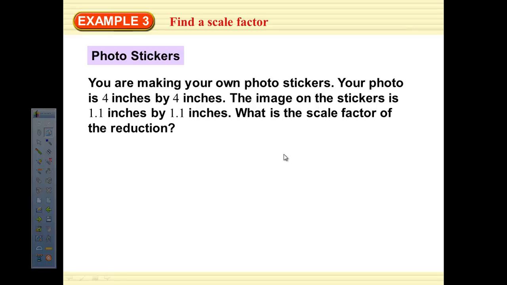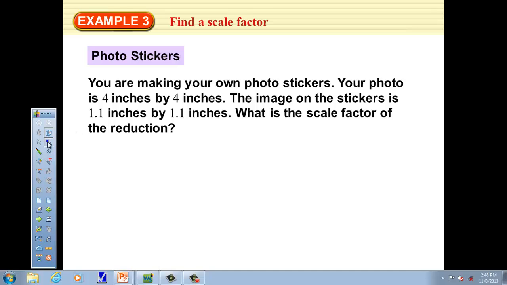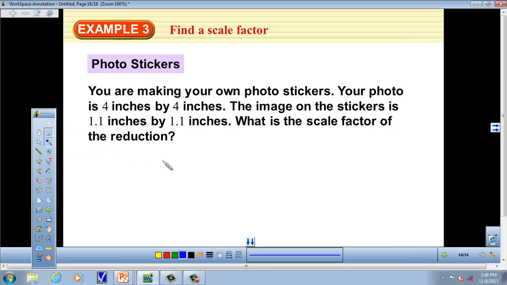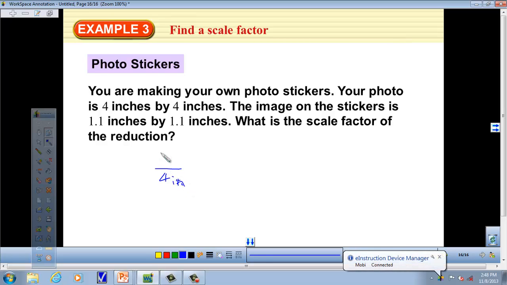In these final examples, we're going to look at scale factor. So for the scale factor, we have a photo that is 4 inches by 4 inches, and we want the image on the stickers to be 1.1 inch by 1.1 inch. So we want to know the scale factor of reduction. So again, remember with scale factor, we put the original on the bottom, so that will be our 4 inches, and on the top will be our 1.1 inches.